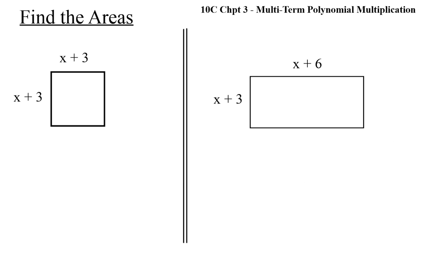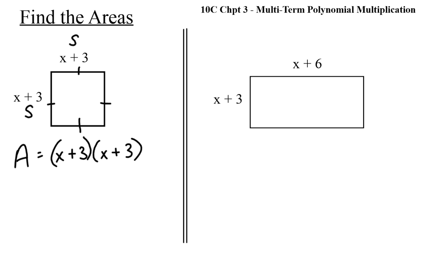So, practical applications, we've done some work with areas and perimeters. We can do the same thing for areas. Here we have a square. We see that all the sides are x plus 3. How do you find the area of a square? Well, side times side. This would be x plus 3 times x plus 3. There's your side times side.